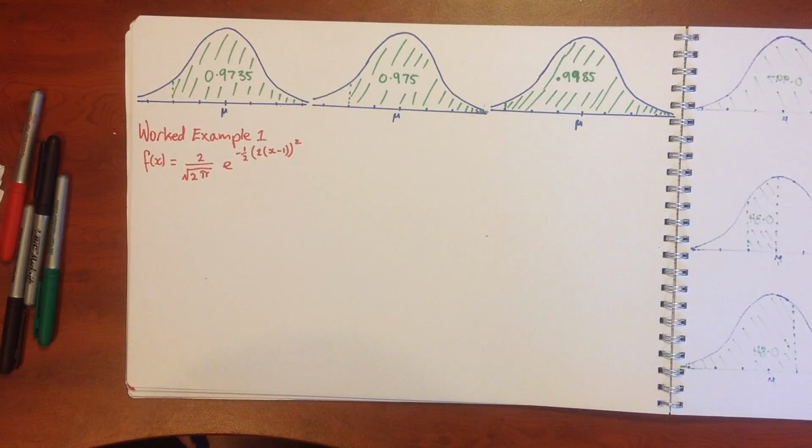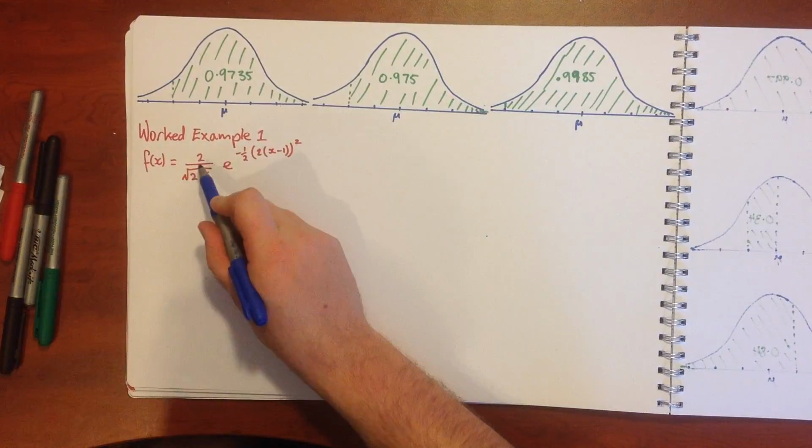So, worked example 1. The probability density function for a normal distribution is given by f(x) = 2/√(2π) · e^(−½(2(x−1))²). We need to state the mean and the standard deviation.